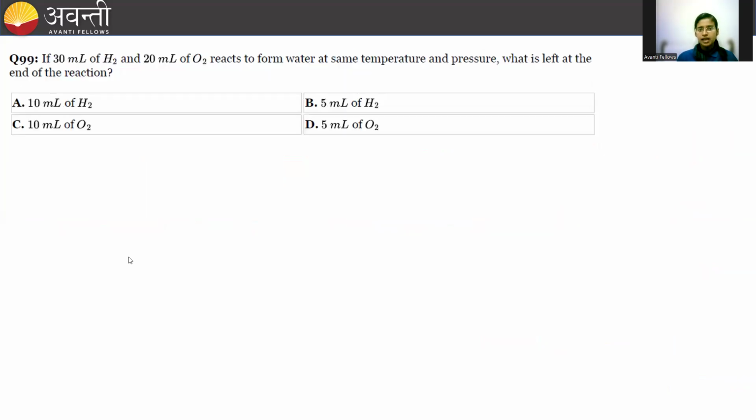Next, moving on to question number 99. If 30 ml of hydrogen and 20 ml of oxygen react to form water at the same temperature and pressure, what is left at the end of the reaction? So actually, this hydrogen reacting with oxygen will lead to the formation of water here. Okay. So H2 plus half O2 will give H2O. Okay. So this is the balanced chemical equation for the given question.